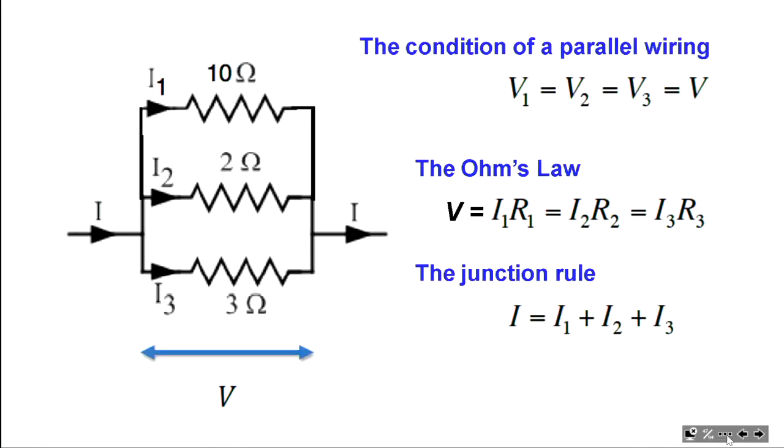For each individual resistor, of course, we can write the same law, Ohm's law. This voltage will be equal to this current times this resistance. This voltage, we say this, but we know it's the same as this. They all have the same. It will be equal to this current times that resistor, etc., etc.